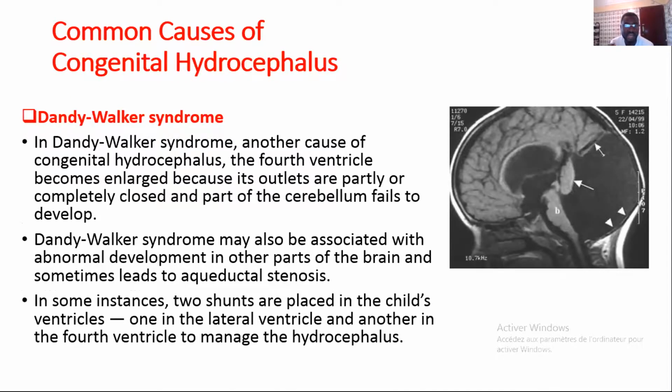Dandy-Walker syndrome is another cause of congenital hydrocephalus. The fourth ventricle here becomes enlarged because its outlets are partly or completely closed and part of the cerebellum fails to develop. Like you see here, cerebellum agenesis. Dandy-Walker syndrome may also be associated with abnormal development in other parts of the brain and sometimes leads to aqueductal stenosis. In some instances, two shunts are placed in the child's ventricles, one in the lateral ventricle and another in the fourth ventricle to manage this hydrocephalus.